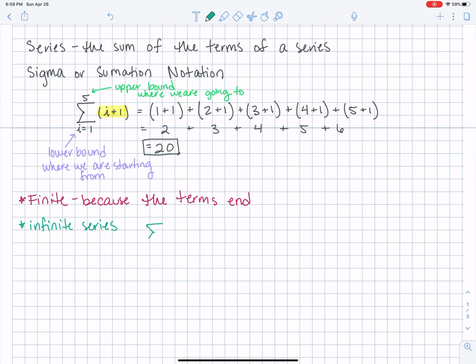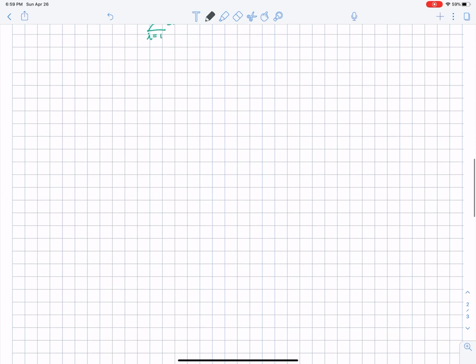When we have an infinite series, we write it like this. I have my sigma, and I'm starting at 1. Maybe my pattern is 2i, but I write the infinity sign as my upward bound. That little infinity sign up here makes this an infinite series, meaning that you're going to go all the way up to infinity.